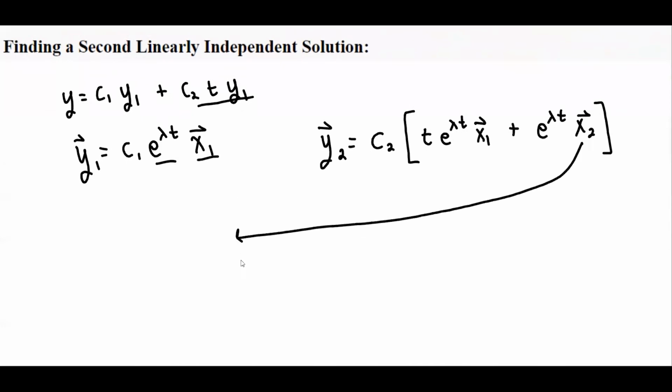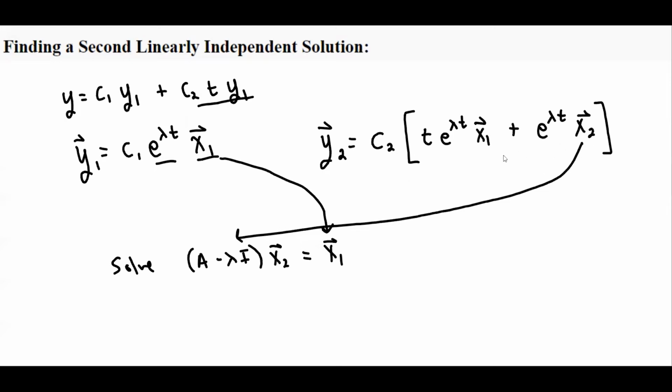So how do we get x2? We're going to solve this equation to get x2: A minus lambda I times x2 set equal to x1. So you're actually going to put this eigenvector that you found into the right side of this equation, solve for x2, and put x2 here, and this whole thing is going to be your second solution.